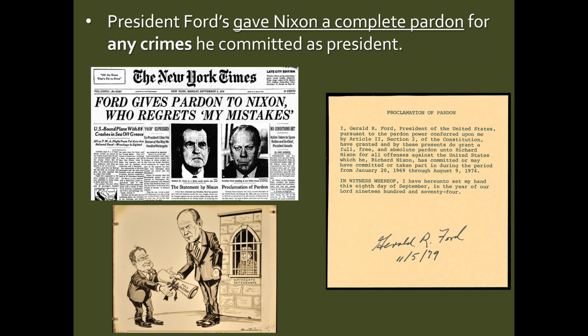Basically, what Ford says is, for the good of the country, we need to put this behind us, and the quickest way to do that is to just let Nixon go, and that's the way it's going to be. You know, it's not to help Nixon out. It's to help the country out, is what his argument would have been.